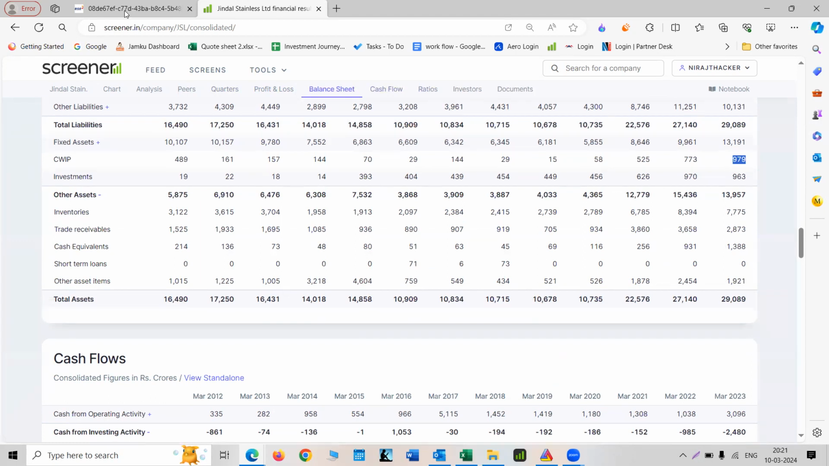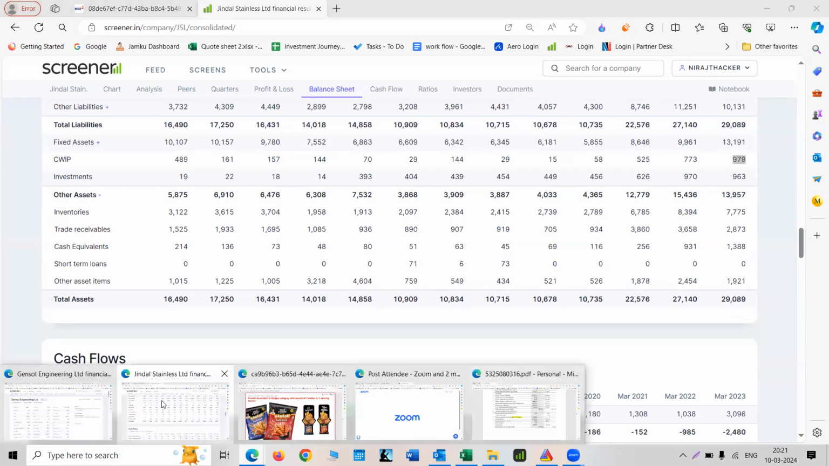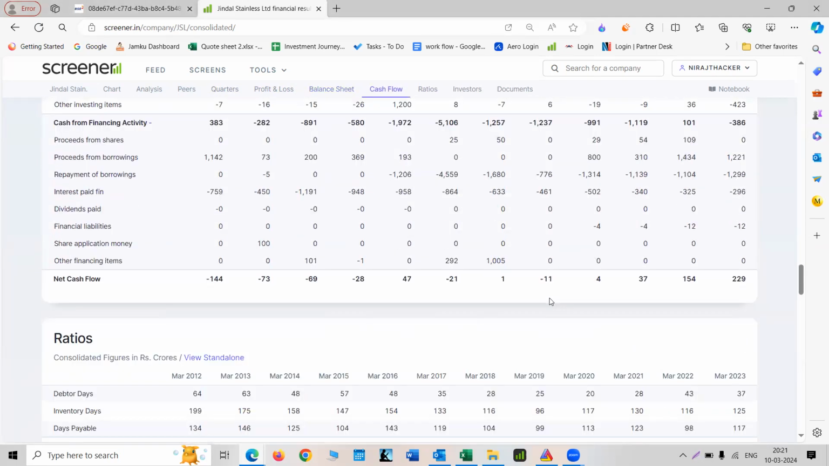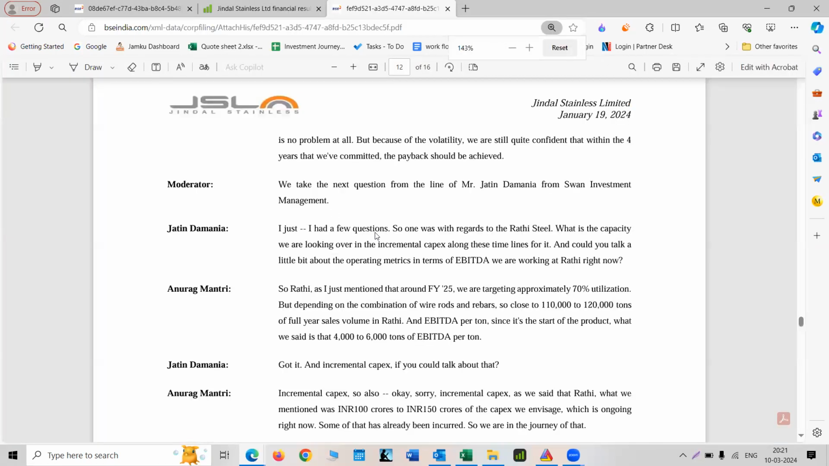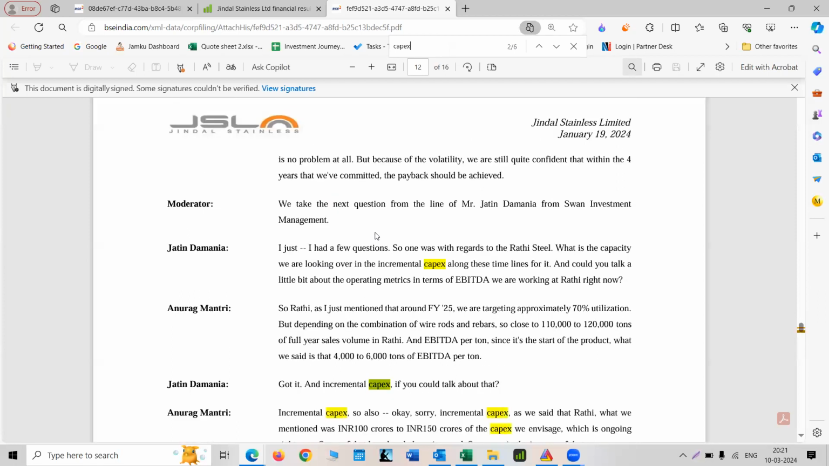If you go to the con call, if you go, capex.